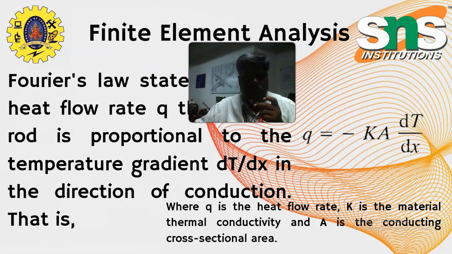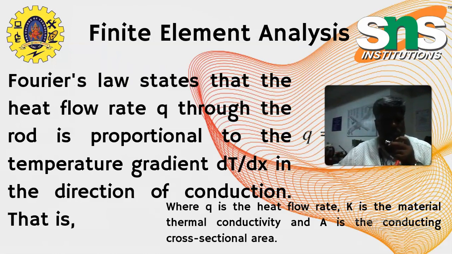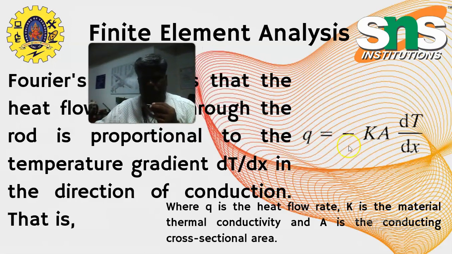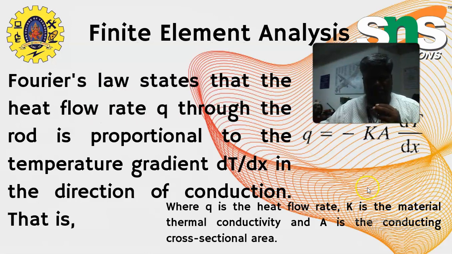Fourier's law states that the heat flow rate Q through the rod is proportional to the temperature gradient dT divided by dx in the direction of conduction, that is, Q equal to minus KA dT divided by dx, where Q is the heat flow rate, K is the thermal conductivity, and A is the conducting cross-sectional area.